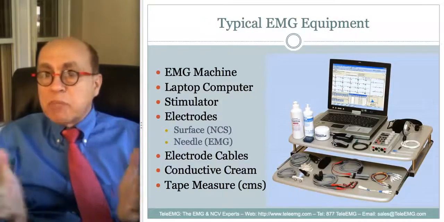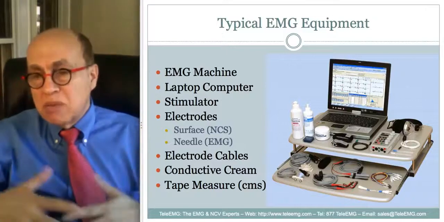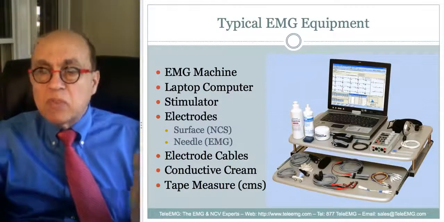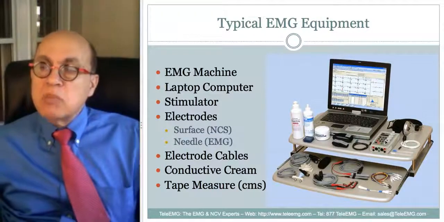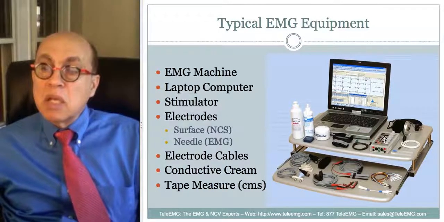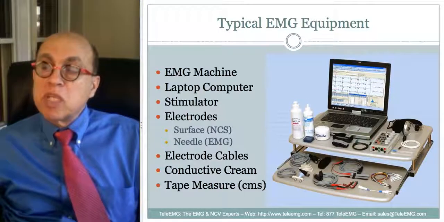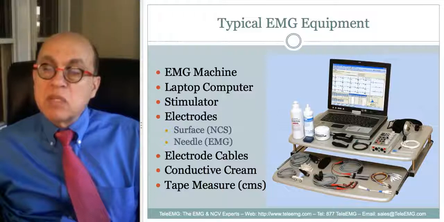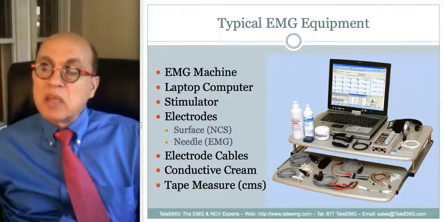Let's look at a typical EMG machine setting. So first of all, you have the EMG machine. This is the one that I was just talking to you about. It's connected to a laptop computer. The EMG machine has a stimulating electrode, this is it here in this case, and it has recording electrodes. These are recording electrodes that are connected to it.